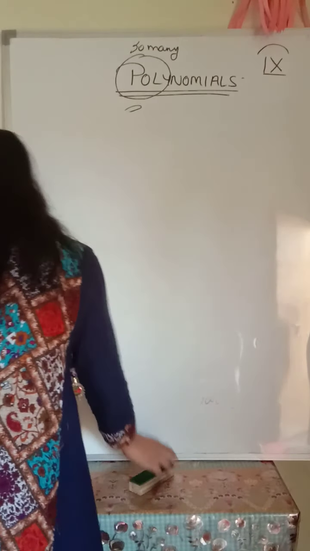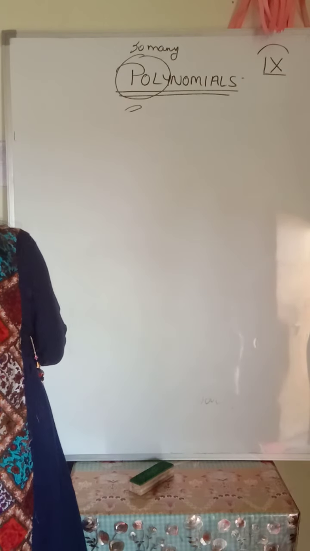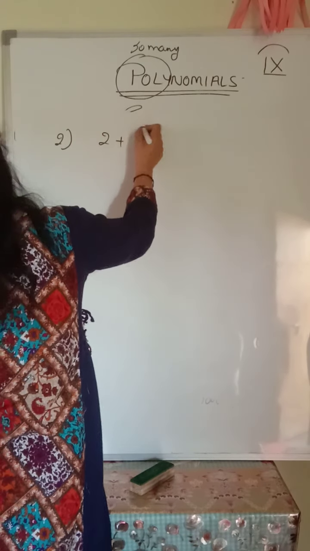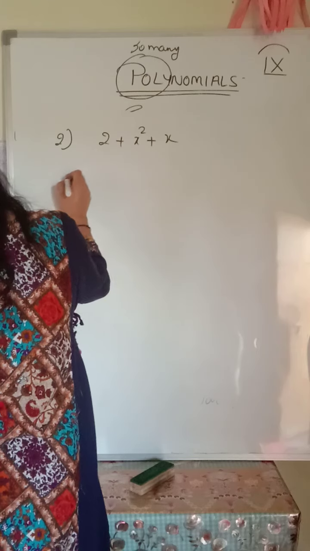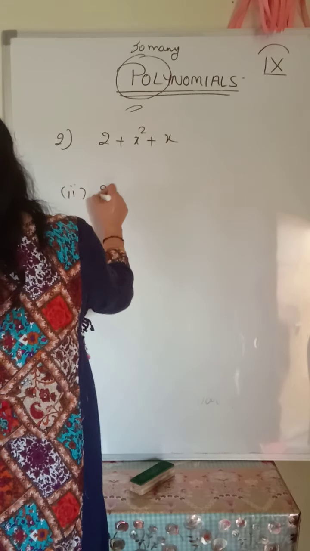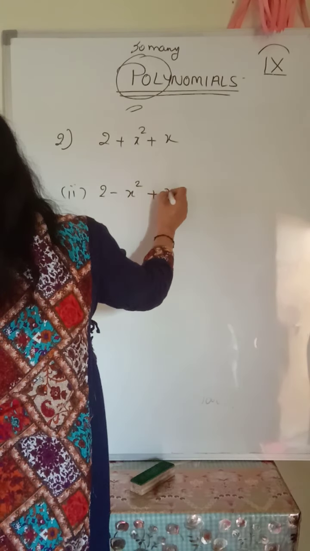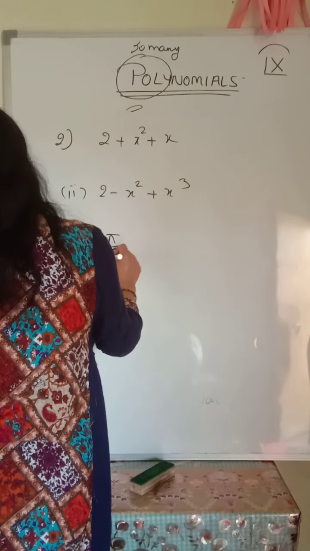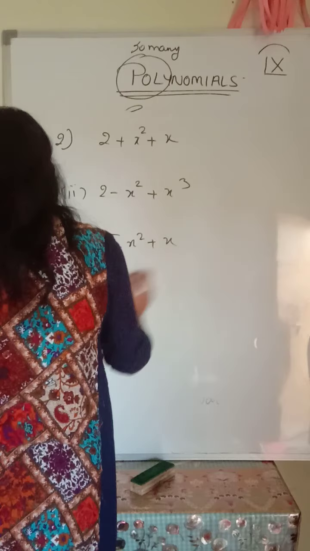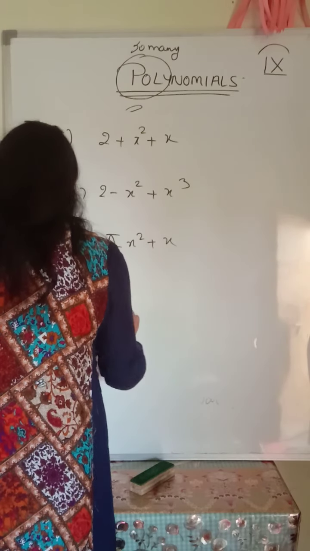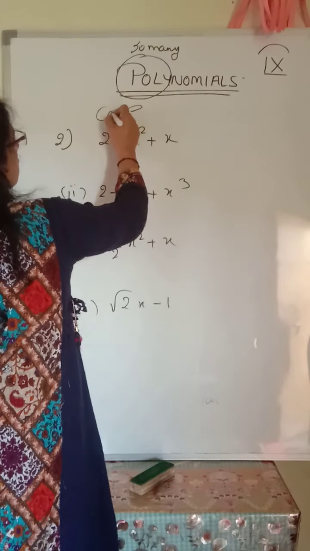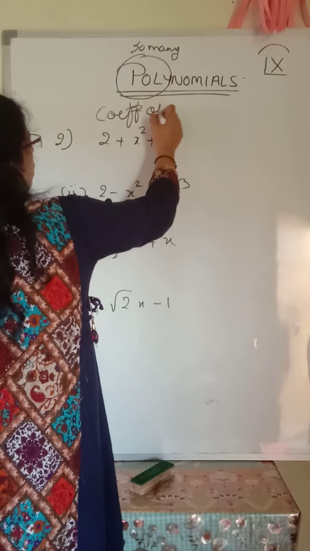What is the second question? Write the coefficient of x square in each of the following. First is 2 plus x square plus x. Second one is 2 minus x square plus x cube. Third part is pi by 2 x square plus x. And fourth part is root 2x minus 1. You have to write the coefficient of x square.